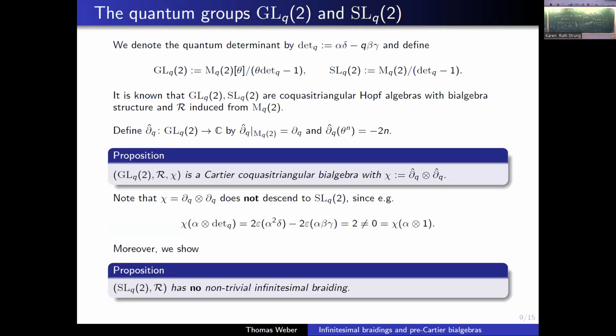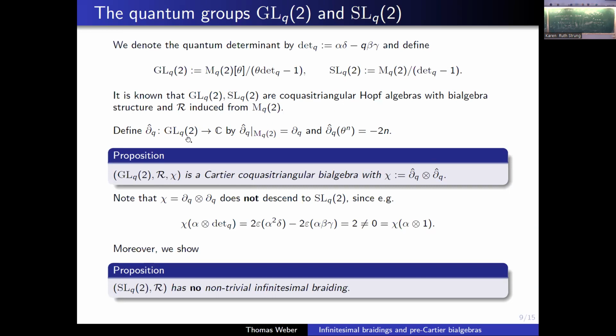Some more examples. We have GLQ2 and SLQ2. Probably I don't need to bother you with the definition. You probably know how this works. Just for GLQ2, you have this extra generator that we call theta, which will play the role of the inverse of the quantum determinant. And for SLQ2, you simply set this theta to be 1. Okay, and you can show those are coquasitriangular Hopf algebras with the structure coming from MQ2.